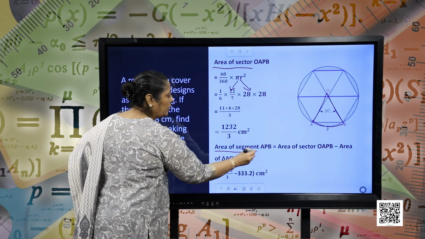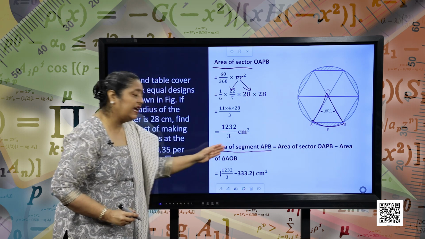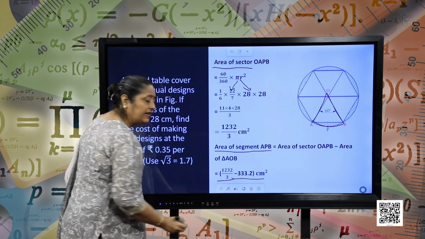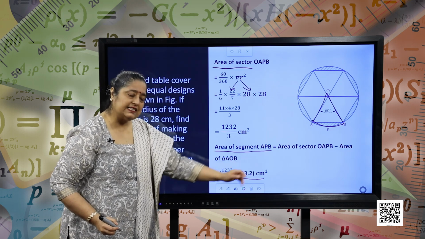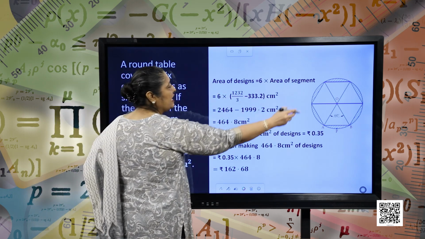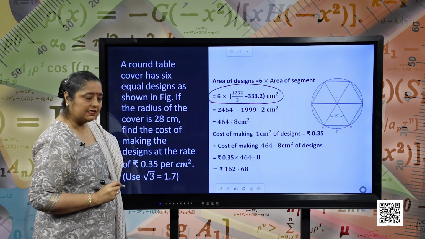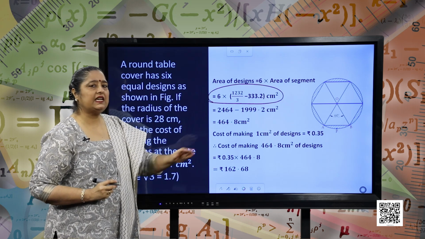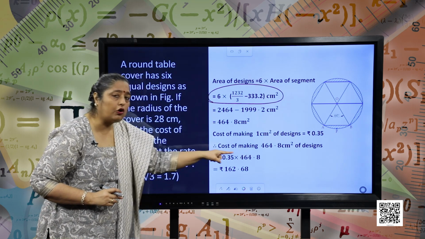Now, we have to find the area of the segment APB. This will be area of the sector minus area of the triangle. So, 1232 divided by 3 minus 333.2 whole centimeter square. So, solving it further, we know that we have 6 equal segments. So, multiplying the whole thing by 6 and solving it further, we have 464.8 centimeter square. This is the area of all the designs on the table.